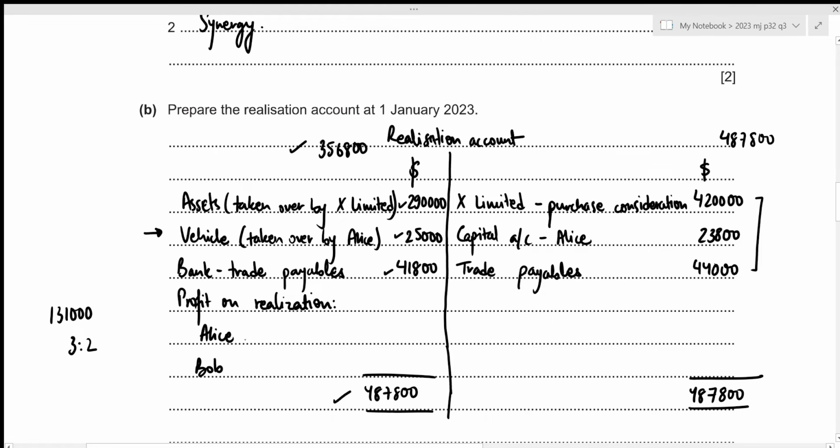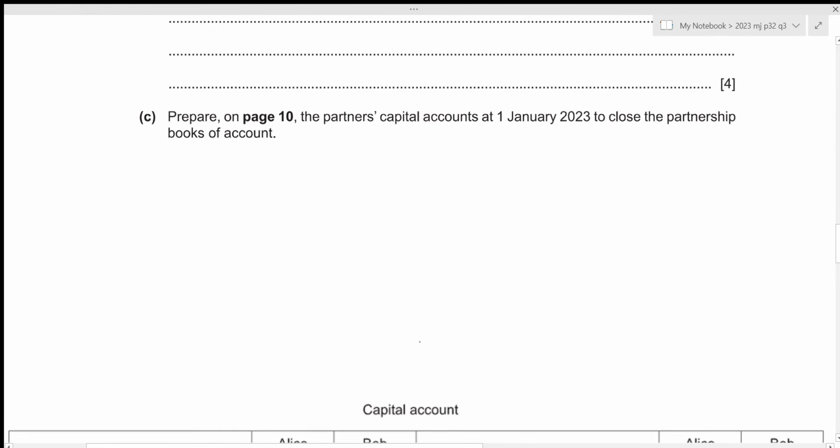So for Alice, that will be 131,000 times 3 by 5, which results in the amount of 78,600. And for Bob, that will be 131,000 times 2 by 5, which results in the amount of 52,400. Alright, this completes the realization account as well as the second part of this question. We can move towards the third one.